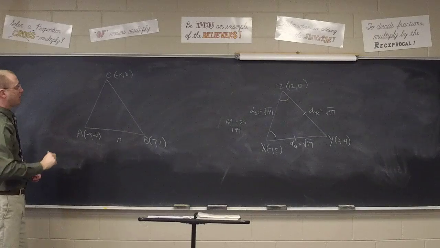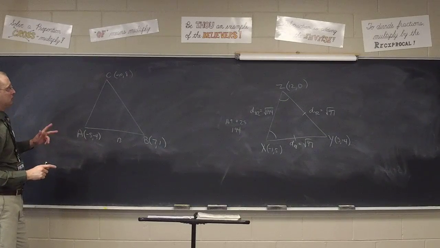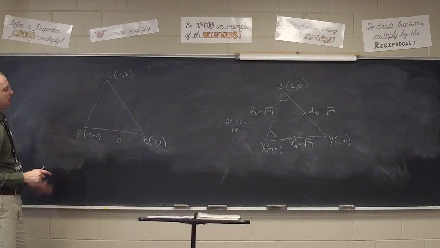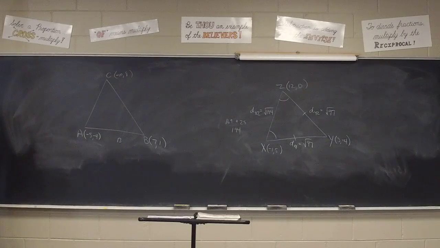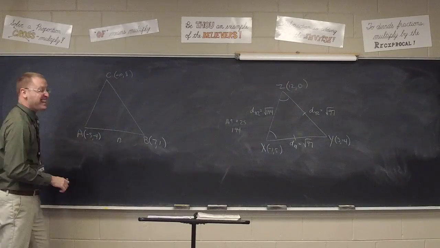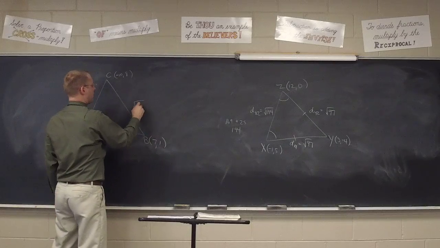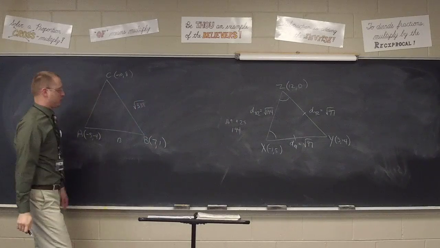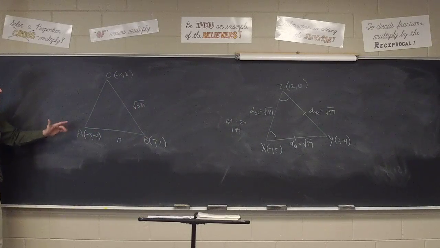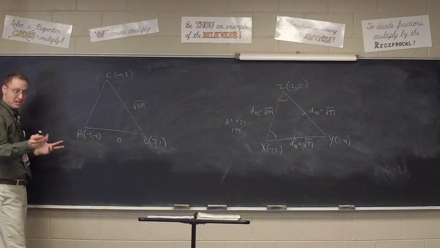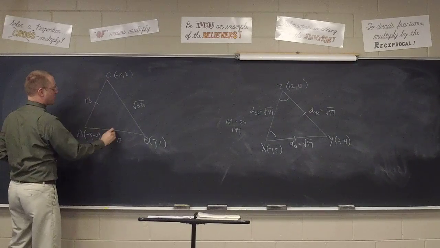BC does not come out evenly. It's big. 17 squared, that's 289. 7 squared, 49. 289 plus 49 is 338. Square root of 338. That probably reduces, but I don't care. AC, come on, 13. Yeah, that one comes out to 13, doesn't it? All right, so these are my equal sides.